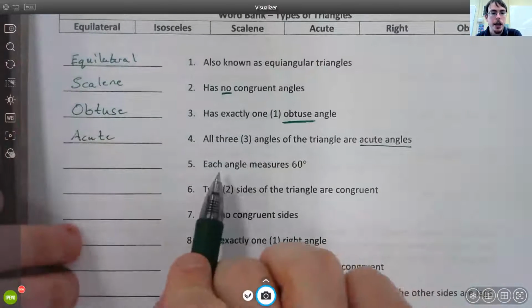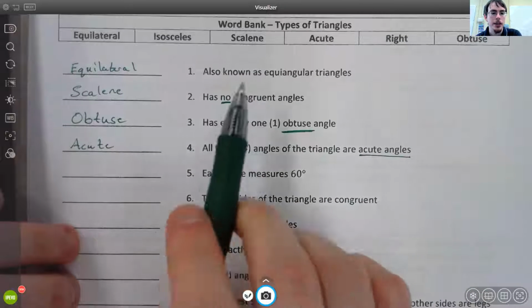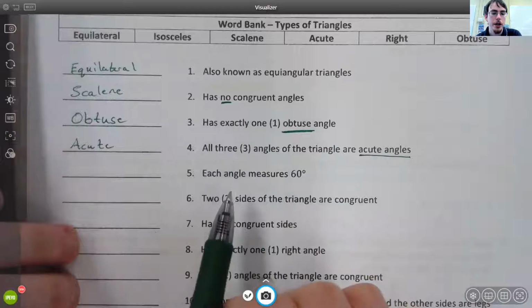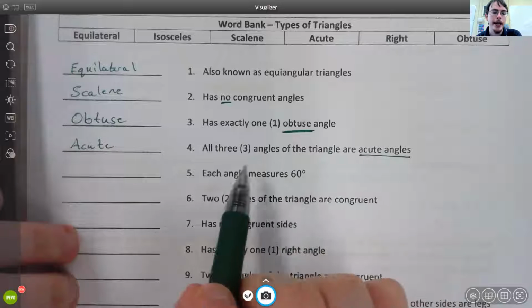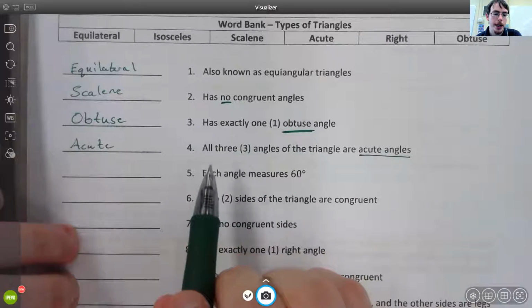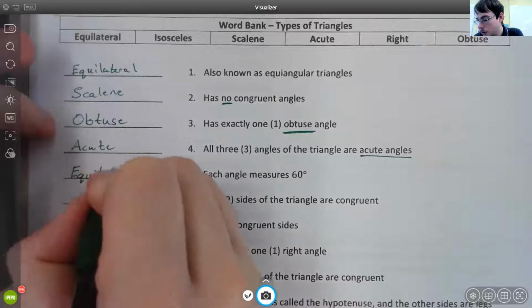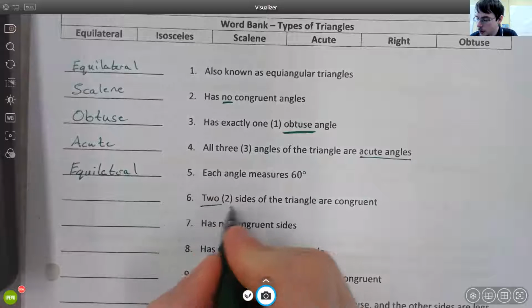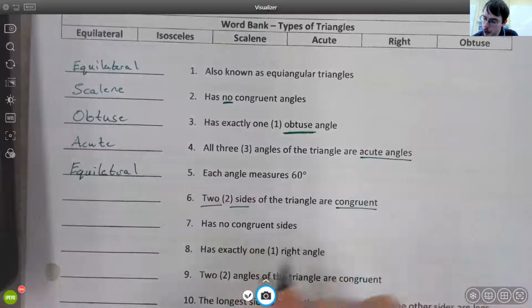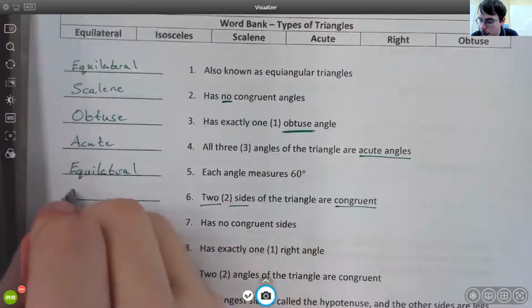Number 5, each angle measures 60 degrees. So an equilateral triangle has all congruent sides and all congruent angles. The total degree sum in a triangle is 180. If you have 3 angles that have to be the same, you take 180 and divide by 3, and that gives you 60. So equilateral triangles are ones where each angle measures 60 degrees. Number 6, 2 sides of the triangle are congruent. The only type of triangle that deals with 2 sides being congruent is the isosceles triangle.